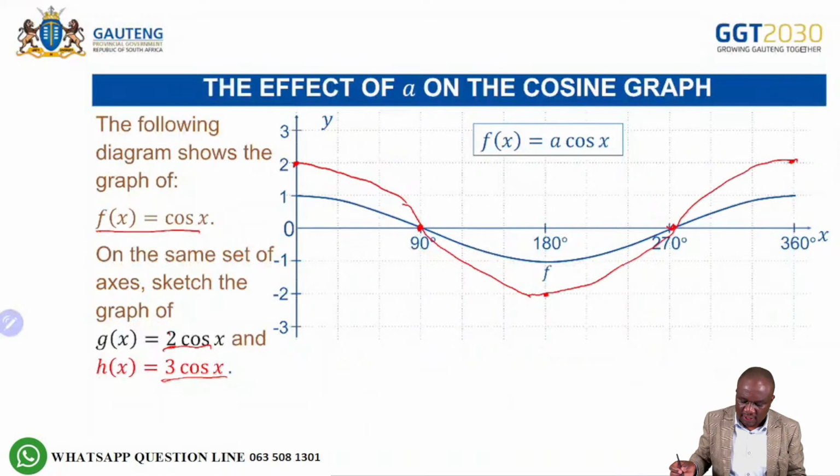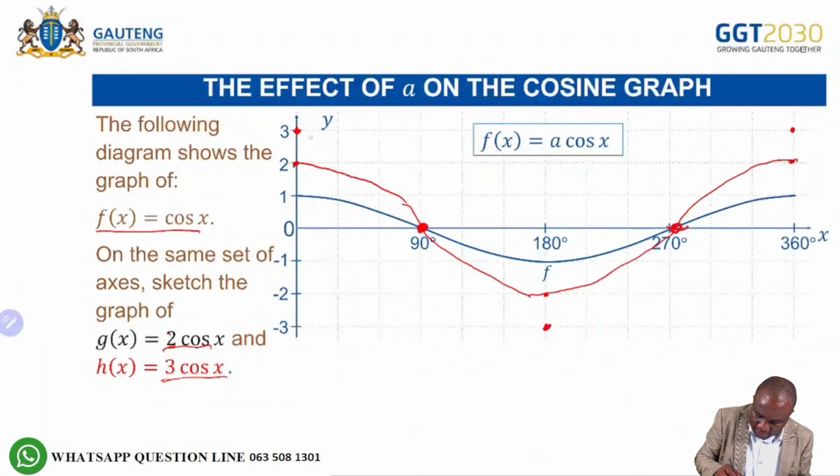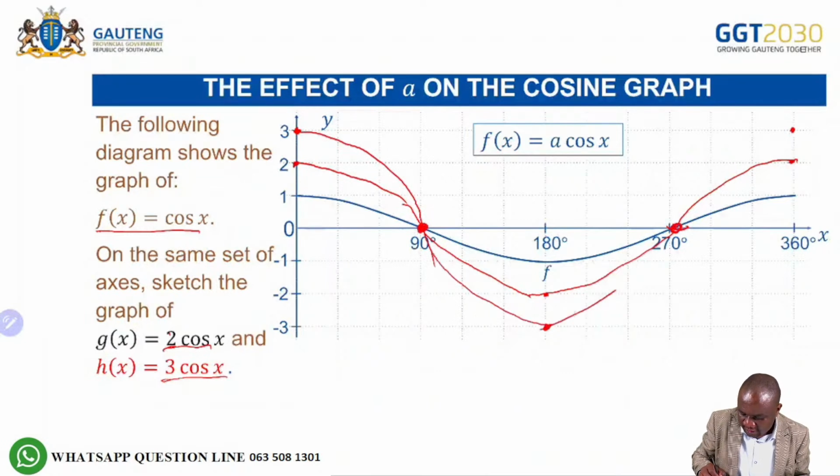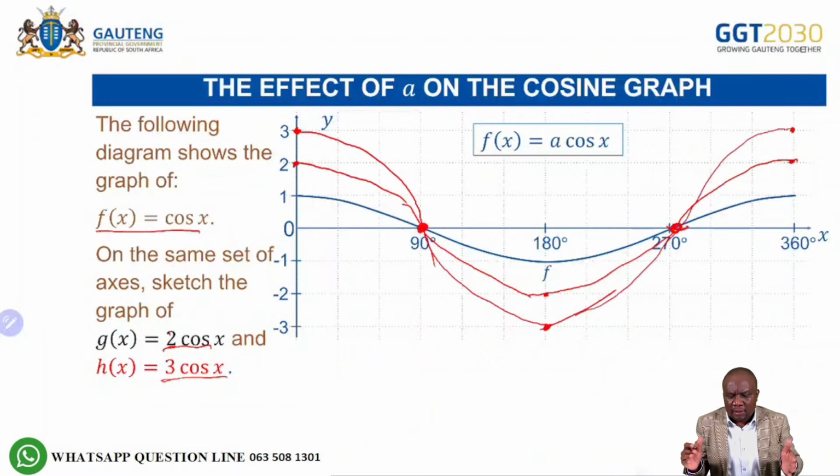For 3 cos x, the maximum is 3, the minimum is negative 3. The x-intercepts again are not affected, they are still there. So the graph will be like this. You see that once you know the key points of a function, it becomes very easy for you to sketch. Remember, just sketching. Okay, you see that? That's what you're supposed to do there.